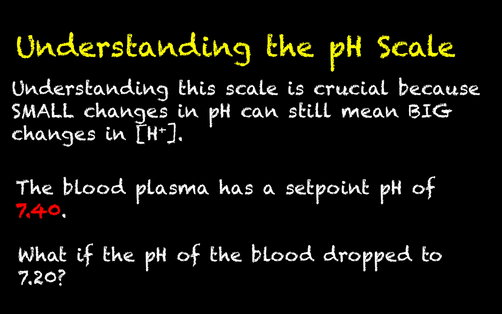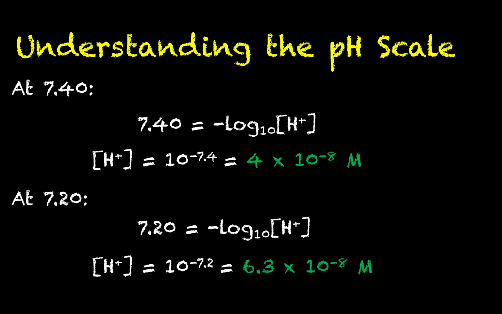So at a pH of 7.4, we can do a little bit of quick algebra to show that the hydrogen ion concentration of blood plasma at a pH of 7.40 is 4 times 10 to the minus 8th molar. Now, if we allow the blood plasma to dip all the way down to a pH of 7.2, then doing the same sort of algebra here would show us that our new hydrogen ion concentration would be 6.3 times 10 to the negative 8th molar.